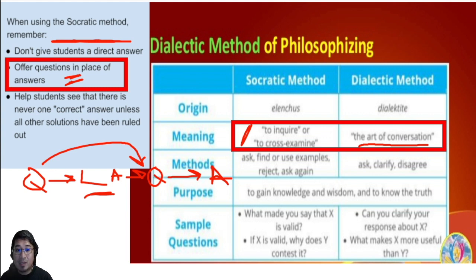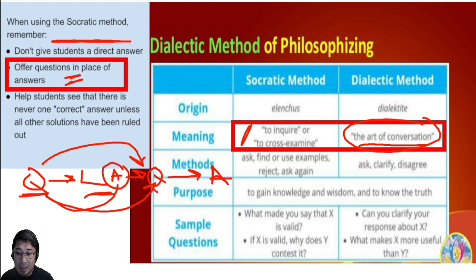The difference between Socrates and then Hegel, for Hegel, it's a thought process. You have your three stages, the thesis, antithesis, and then the synthesis. For Socrates, there's still the art of conversation, may dialogue pa rin. Pero the learning process starts with the question. Hindi sagot ang ibibigay, tanong ka agad. After ng student masagot yung question, merong supporting question na ibibigay ulit yung instructor.